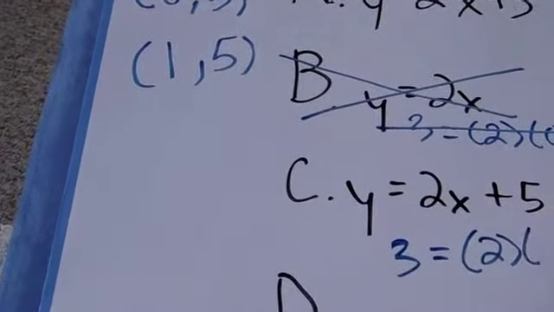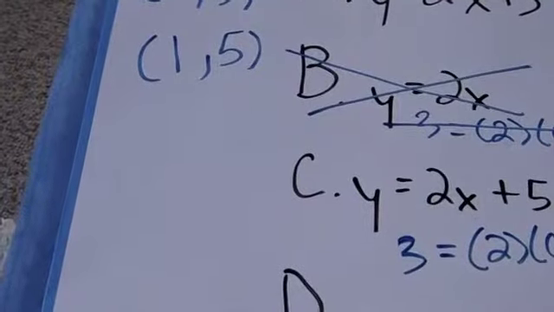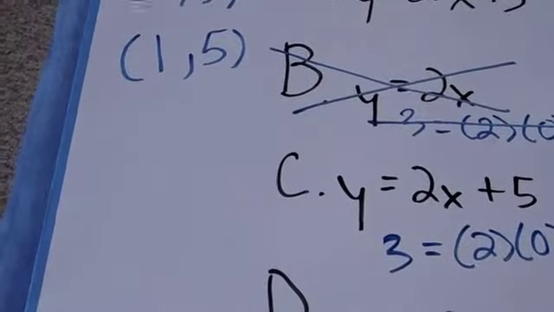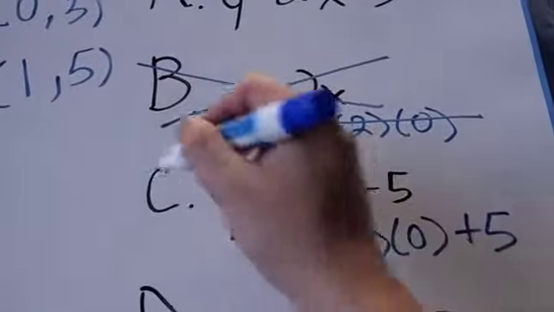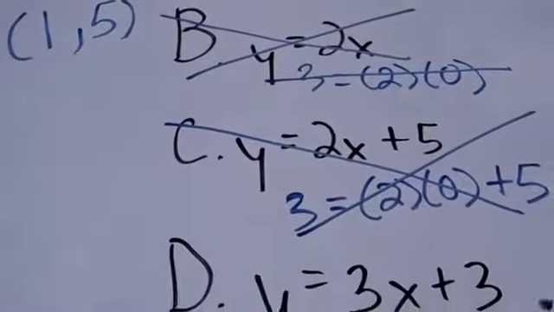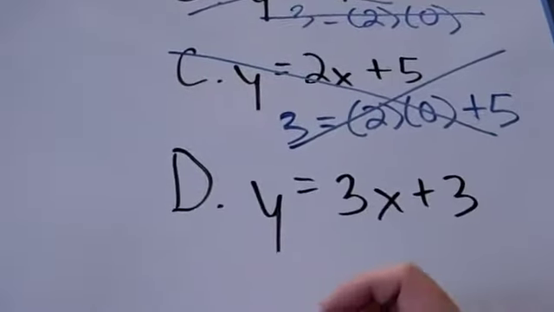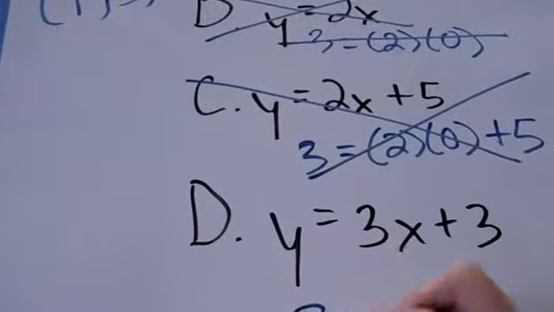3 is equal to 2 times 0 plus 5. This is incorrect, since 3 does not equal 5. C is also incorrect, therefore completely cross it out and focus on your other answer choices.